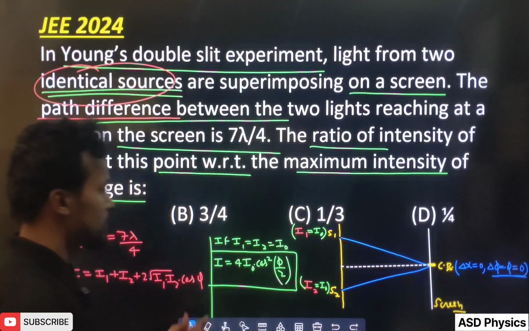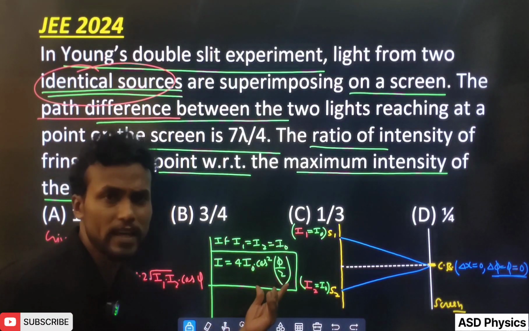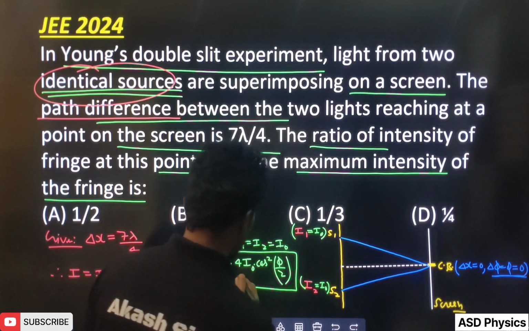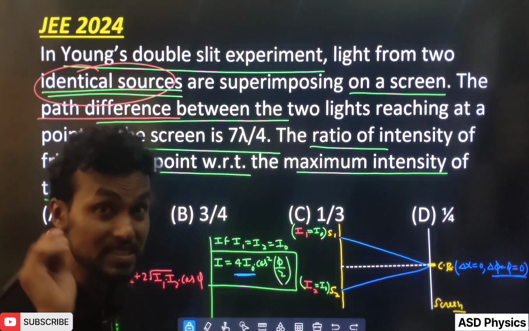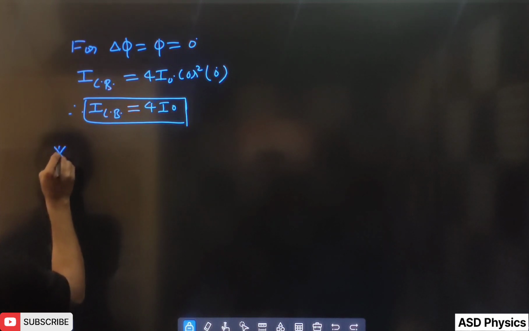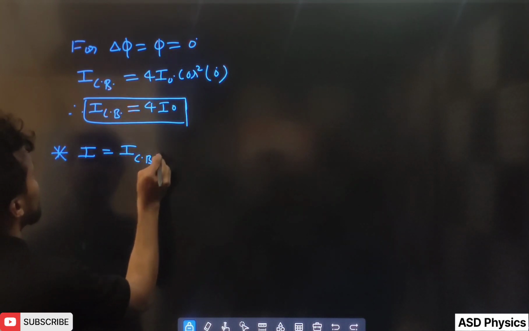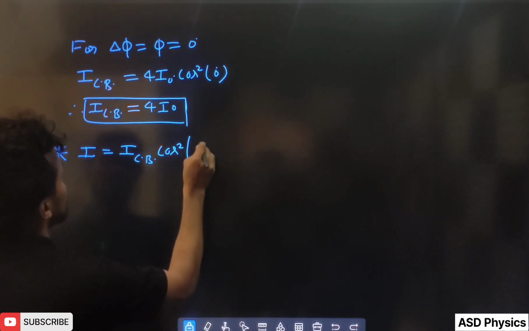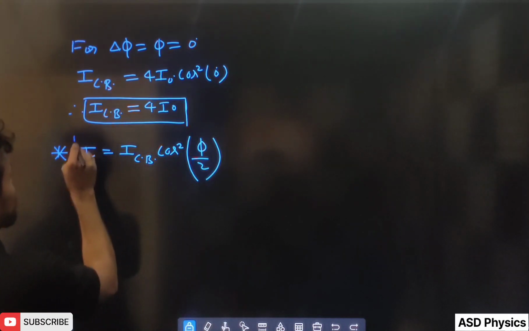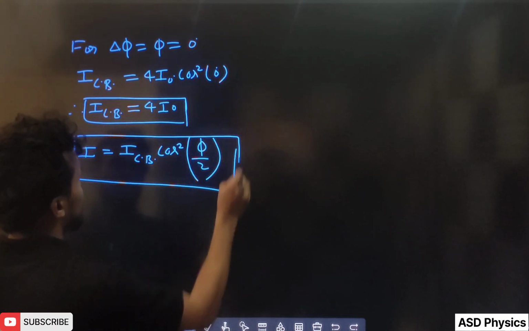See please, here I is 4I0 cos square phi by 2. What is 4I0? This is the intensity of the central bright. Basic is very important. So students, hence this intensity is given by I central bright into cos square phi by 2. Okay. Now our formula is ready.